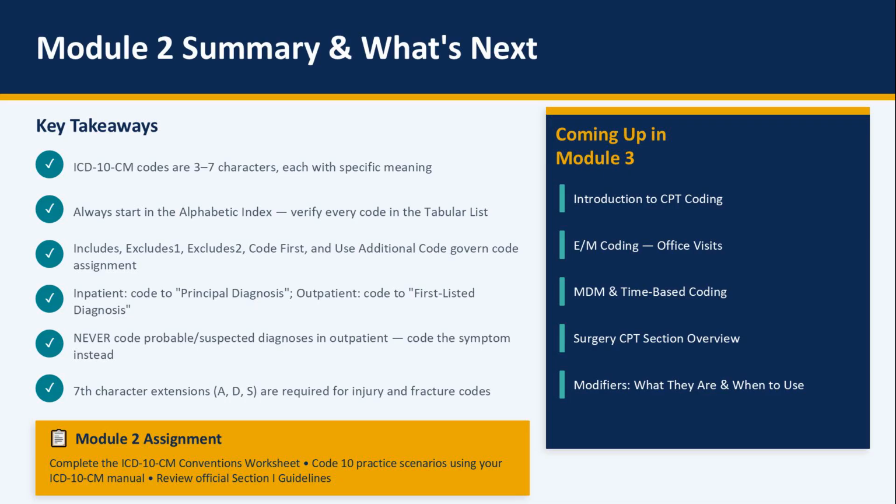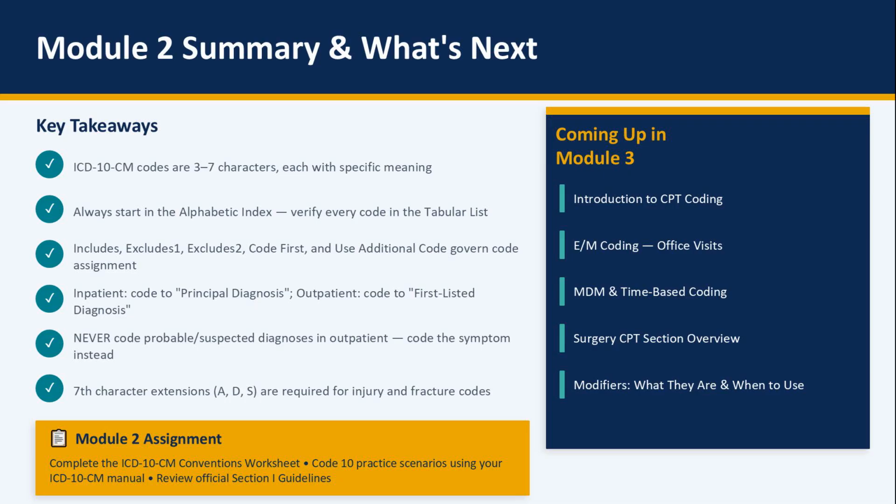3. The coding conventions, includes, excludes 1, excludes 2, code first, use additional code, govern how and when codes are applied. These are not optional guidance. They are official rules embedded in the manual. 4. Sequencing rules differ by setting. Inpatient, principal diagnosis. Outpatient, first listed diagnosis. Know the difference. 5. In the outpatient setting, you never code a probable or suspected diagnosis. If the provider isn't certain, you code the symptom.